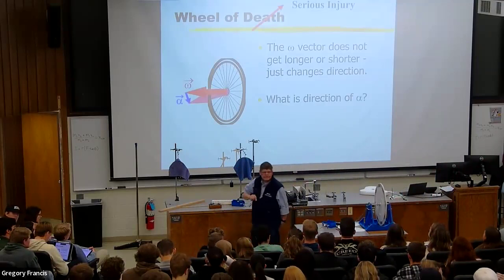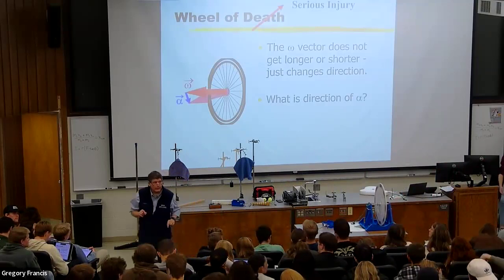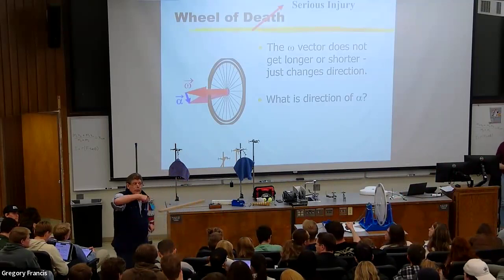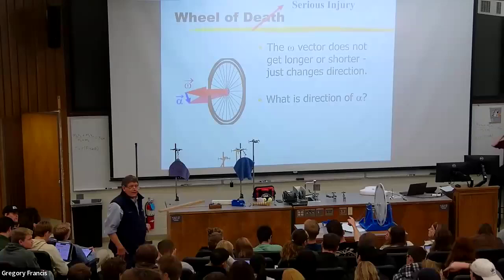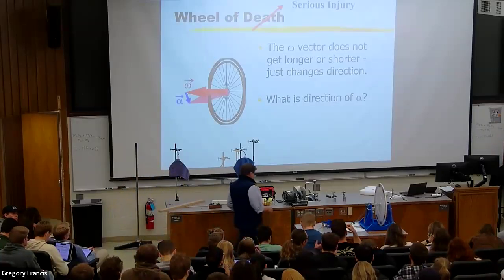Was there another question? You know why the wheel goes around the circle to the left? Why does it go around to the left and not to the right? I'll do that right now.